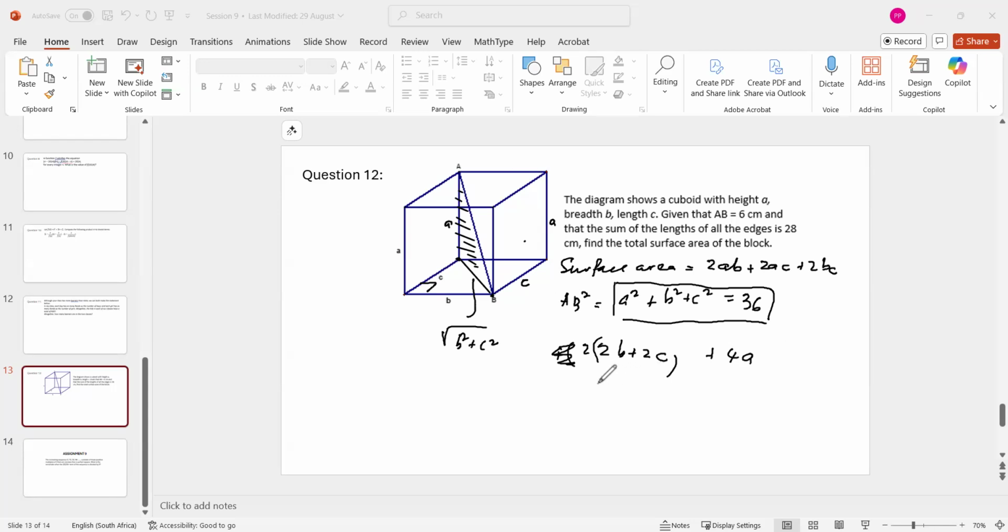So this is 4 times (A plus B plus C), right? And that is given as 28. So you've got A plus B plus C is 7. So now you know that, and you don't know that. Now here's something which is useful.